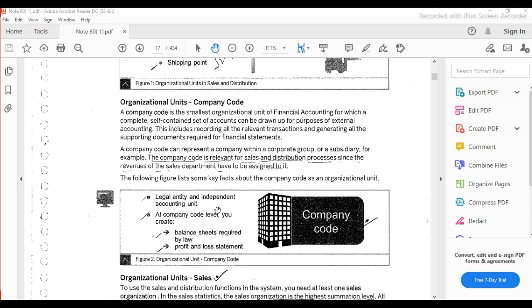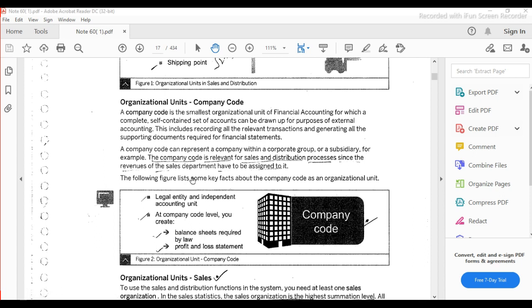Why is it a legal entity? Because in order to set up any company, you have to follow some rules and regulations. So we call it a legal entity. At company code level only we prepare the balance sheet and the profit and loss statement, and we also generate some kinds of reports. In order to run any sales transaction we need at least one company code, because at company code level we prepare the balance sheet and profit and loss statement. We need at least one company code.